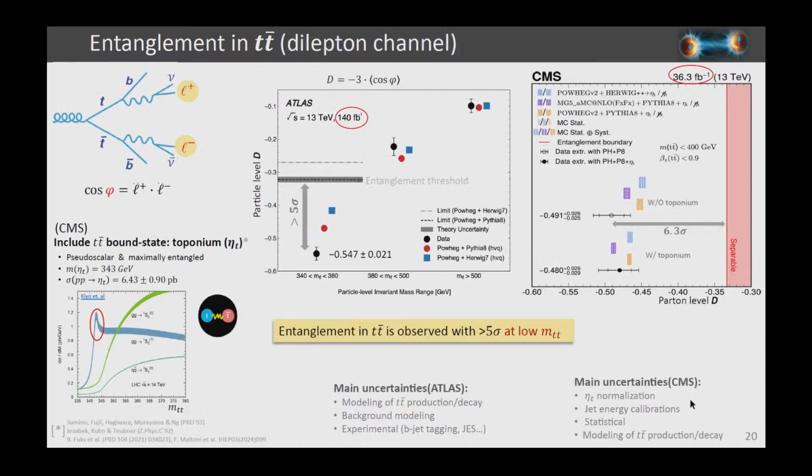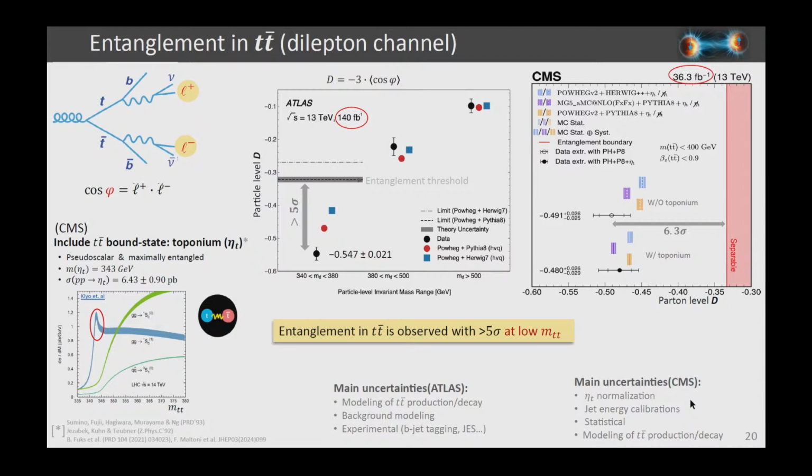So this is the result in the dilepton channel from ATLAS and CMS. Here you see the data point that is measured in a mass range between 340 and 380. There are also measurements in higher mass ranges. This is the D parameter that I mentioned in the previous slide, and it is more than 5 sigma away from the threshold. At the higher mass ranges, we do not expect entanglement, and you see that the data and the predictions are above this threshold, as expected.